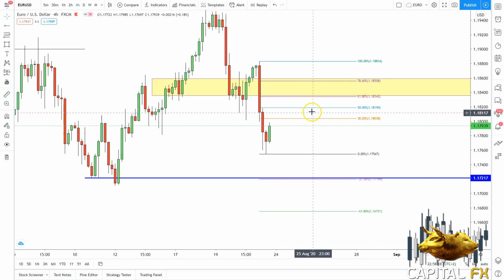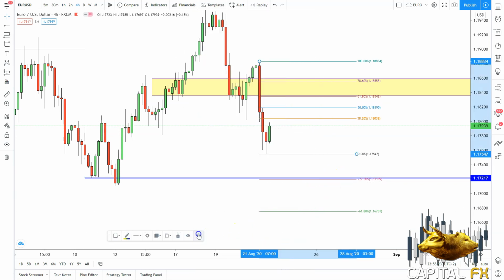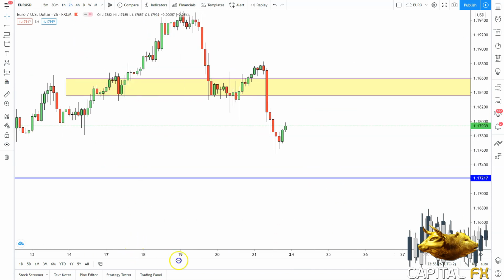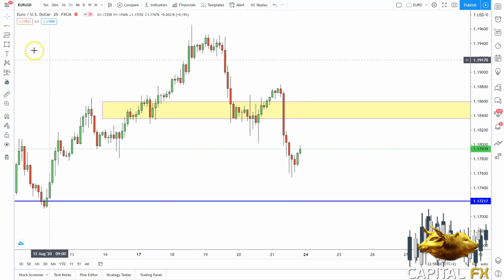So that's EURUSD. Let me just drop to the 2 hours, to see if we can get any further signs to help us take possible trades in the coming week. Guys, you can see on the 2 hours, we had price turning around that region, and we're building momentum going upwards. We also had a bullish engulfing at this region here.